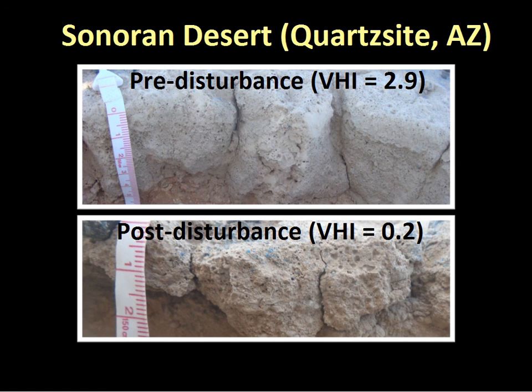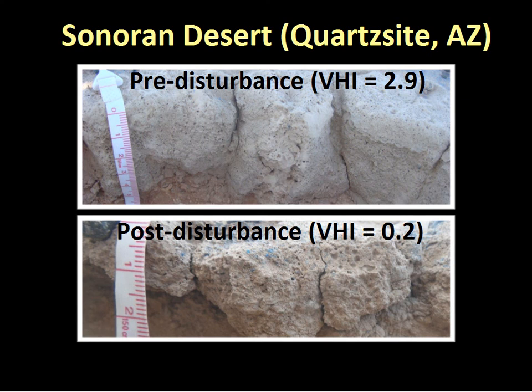This is pre- and post-disturbance vesicular horizons from a site in the Sonoran Desert. So here, this is one of the sites that had really strong columnar structure. The pores occurred in a zone that was a few centimeters thick. They're not as large as the pores that you see in the Great Basin. So the VHI started out as 2.9.